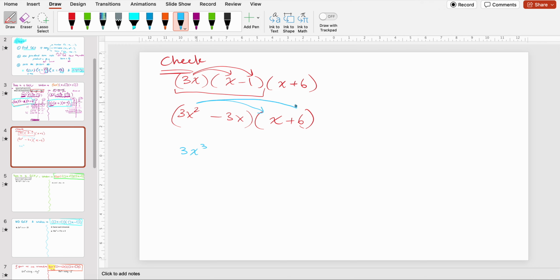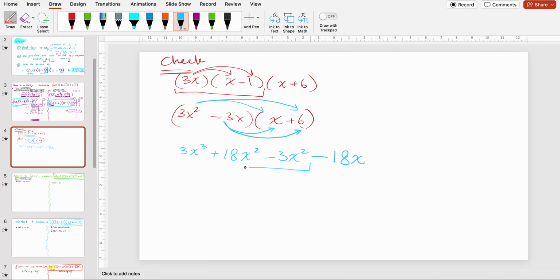3x squared times 6, 3 times 6 is positive 18x squared. Negative 3x times x is negative 3x squared. Negative 3 times 6 is negative 18. And x, don't forget the x, because negative 3x, the x will be written down.